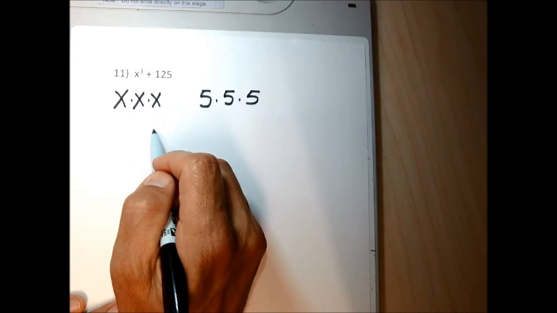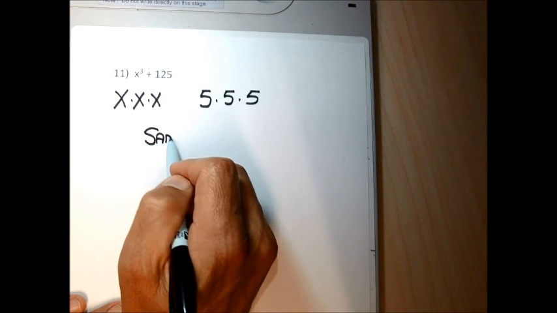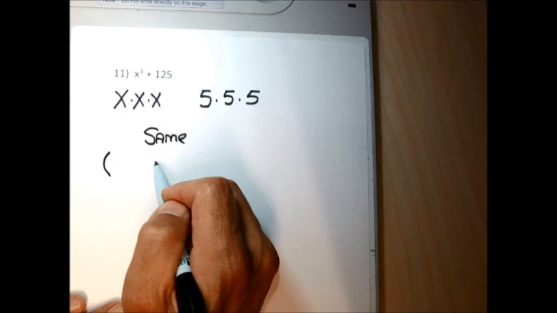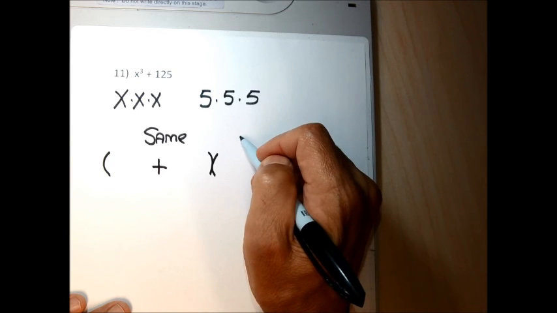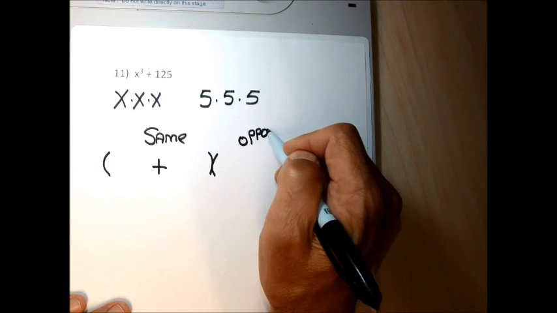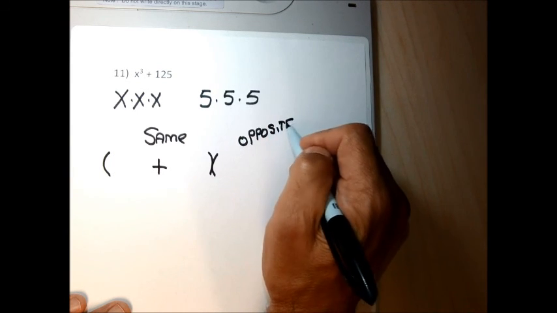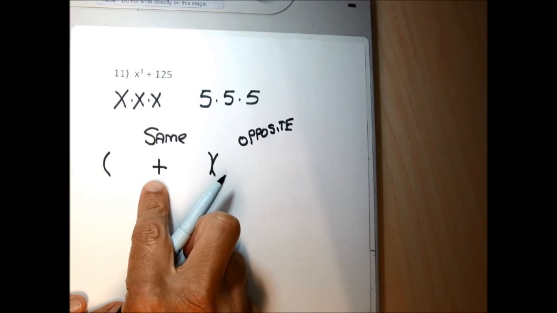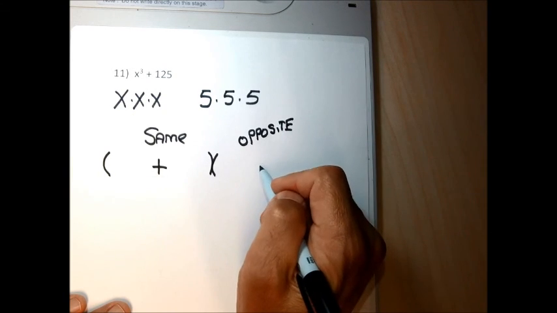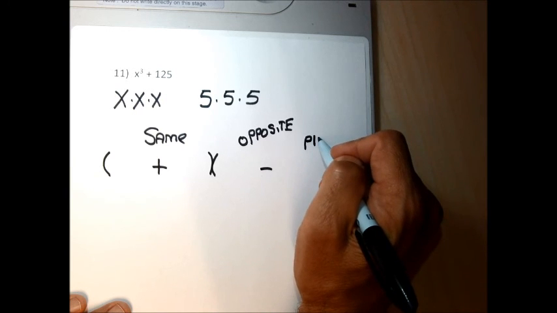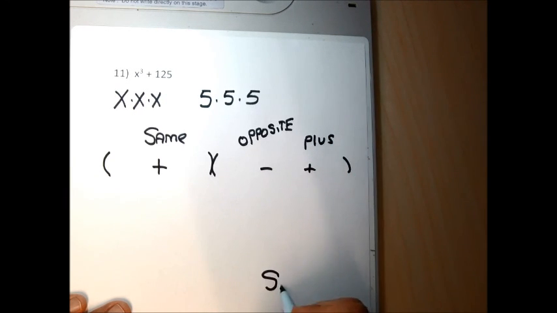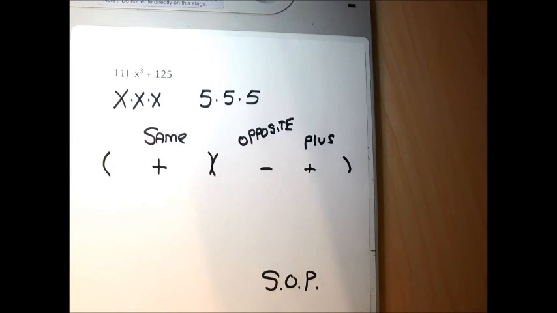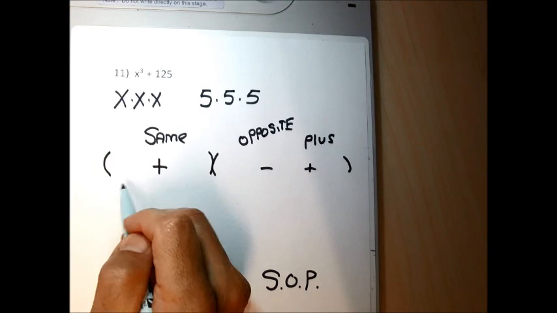My template, the first parentheses has the same sign as my problem. Because this problem has a plus sign, the same sign of a plus is a plus. And then the second parentheses, you get the opposite sign of the first parentheses first. The opposite of plus is minus. And then the second parentheses always ends with a plus. And we did SOP, SOP, to figure out those same opposite plus. And now first parentheses, one of each.